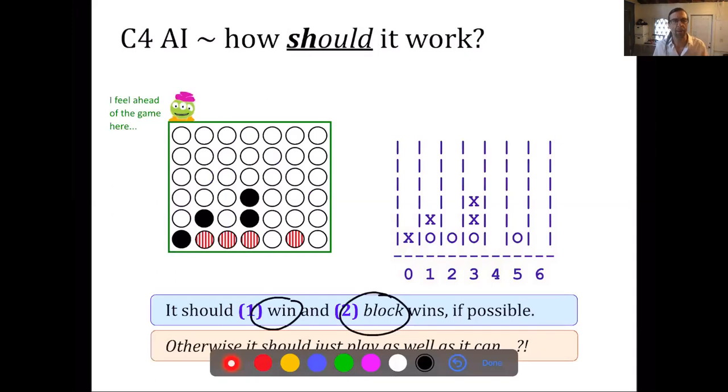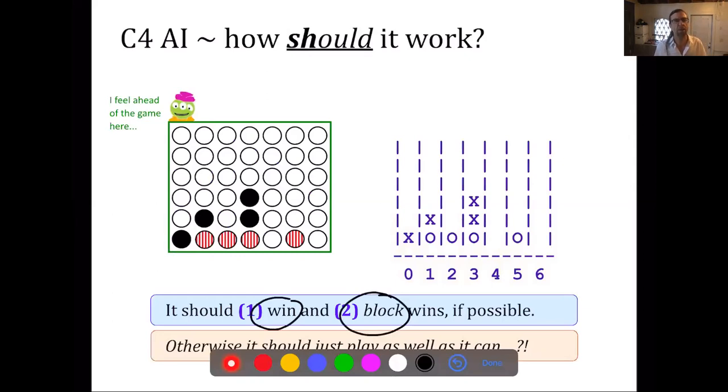If we can't win, but we see the opponent has a win, then we'll at least move there to block them, right? So in this board that we're looking at right now, if we are O, we would move in column 4, because then O is a win. And if we're X, we'd also move in column 4 because that would block that win, right? So it's just a basic, easy, obvious thing to do.